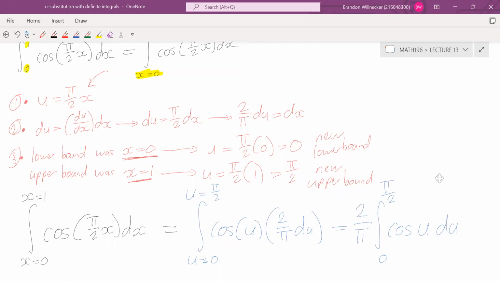And notice how the bounds have changed. They were going from 0 to 1. Those were the x bounds. Now the u bounds are from 0 to pi over 2. Okay, so that's the change that we need to do. Are there any questions so far?